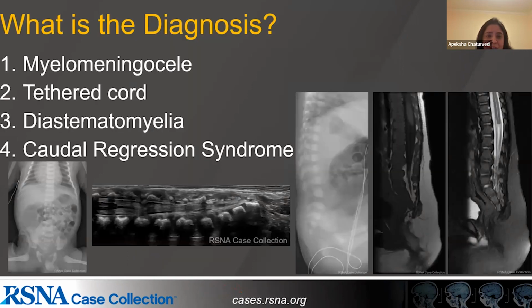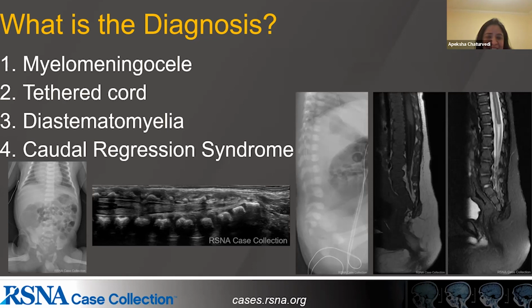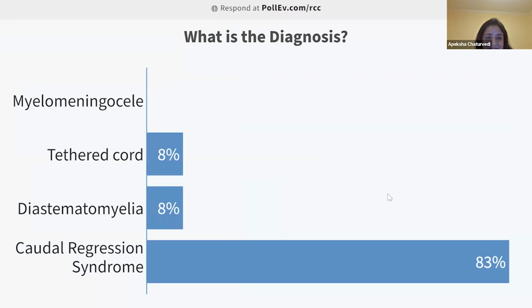Move on to the next slide, please. So what do we think is the correct diagnosis? Do these findings represent a myelomeningocele, a tethered cord, diastematomyelia, or caudal regression syndrome? Let's activate the poll. All right. Let's go to the poll slide and see how everyone's answering. So the grand majority thinks it's caudal regression syndrome, and there's a small percentage of people who think this is a tethered cord or diastematomyelia, and no one's checked myelomeningocele so far.